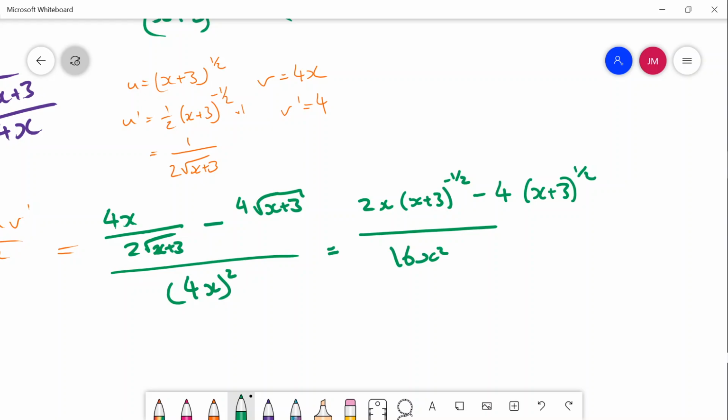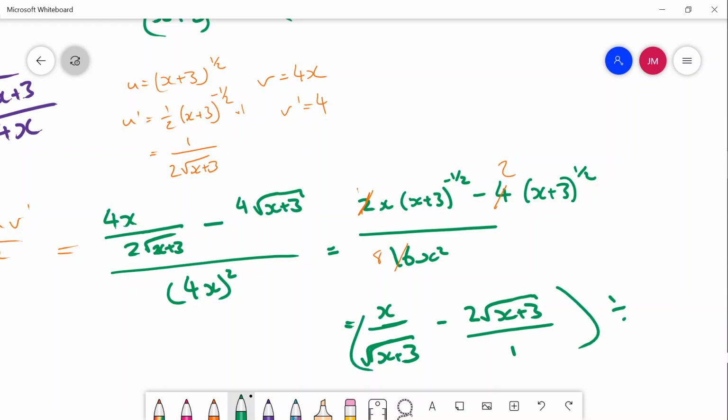Can I tidy that up? I can divide all of it. There's 2's, they'll cancel off. And we don't have an x in that term, that's fine. So I could write that as x on root x plus 3, minus 2 root x plus 3, which I can write as over 1. So I'm going to try and do all of that divided by my 8x squared.